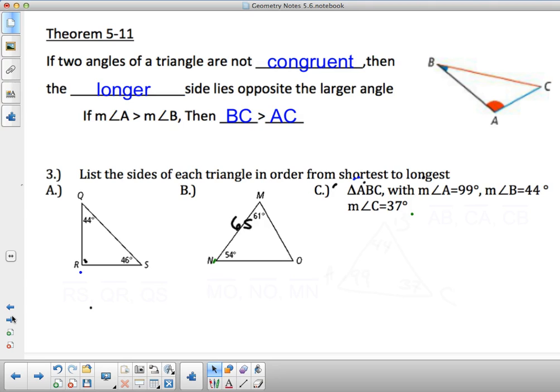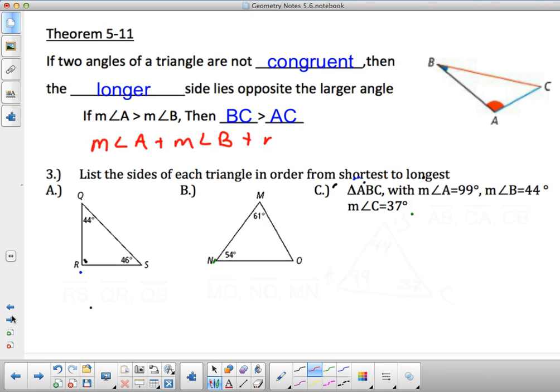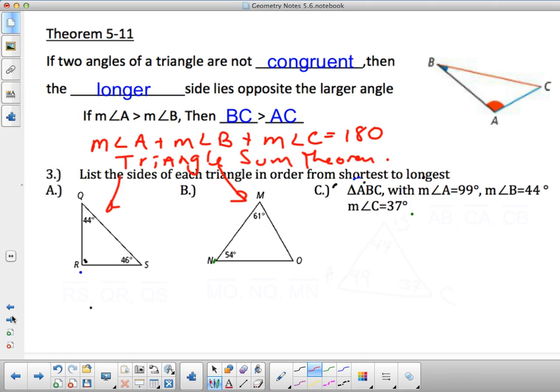So the hardest thing on this stuff that we're going to do today is realize that if I have a triangle ABC, the measure of angle A plus the measure of angle B plus the measure of angle C is all equal to 180 to help us do this problem. Okay? Do you remember triangle sum theorem? That's just a review because I'm going to use it there to get things done. And I'm going to use it a couple more times to finish out the worksheet, or the notes today. But triangle sum theorem.